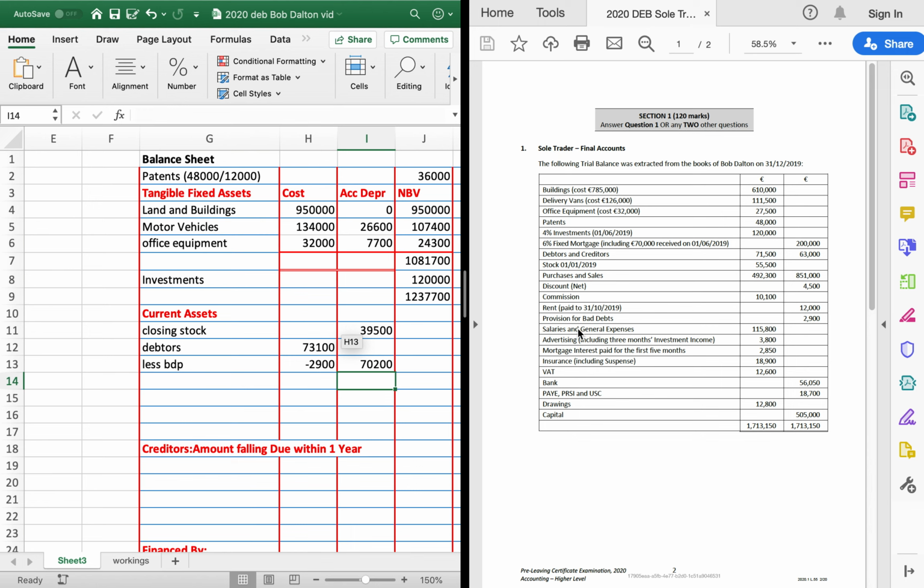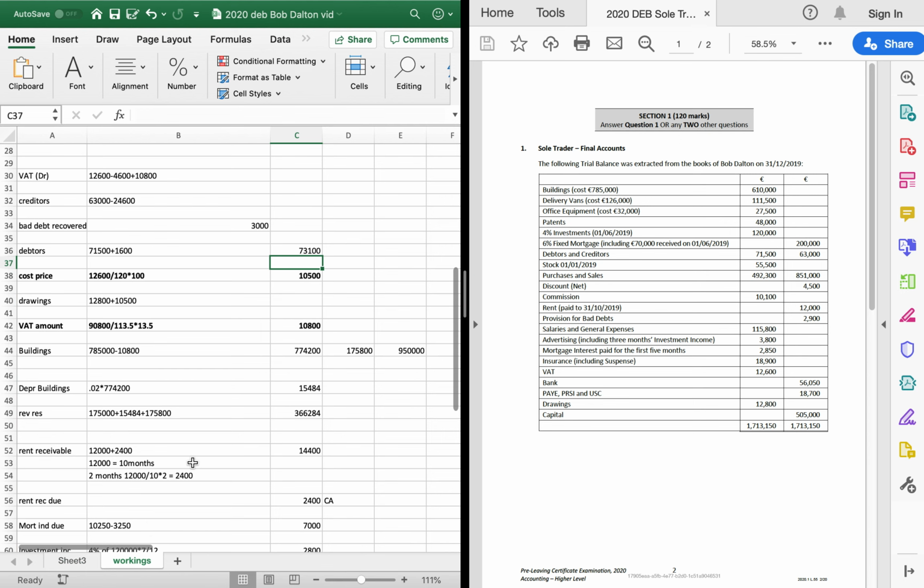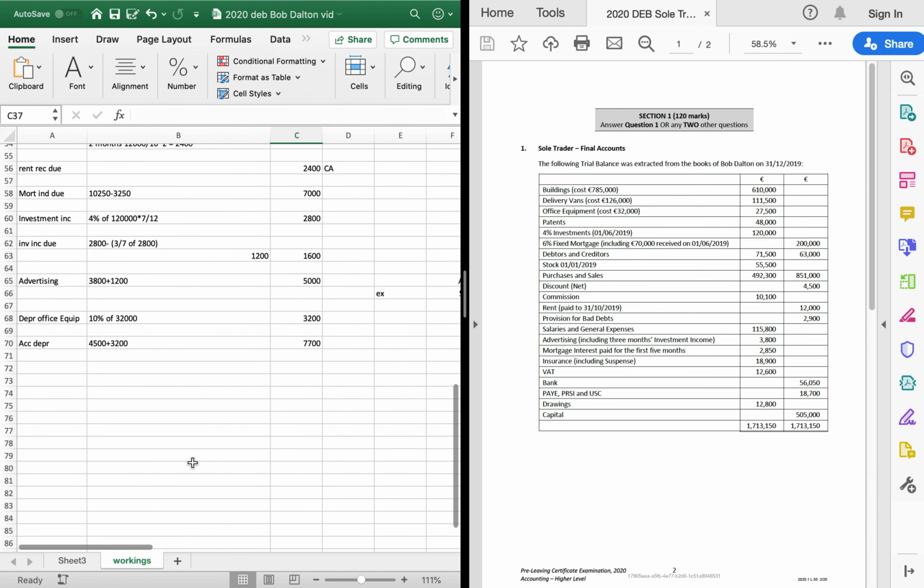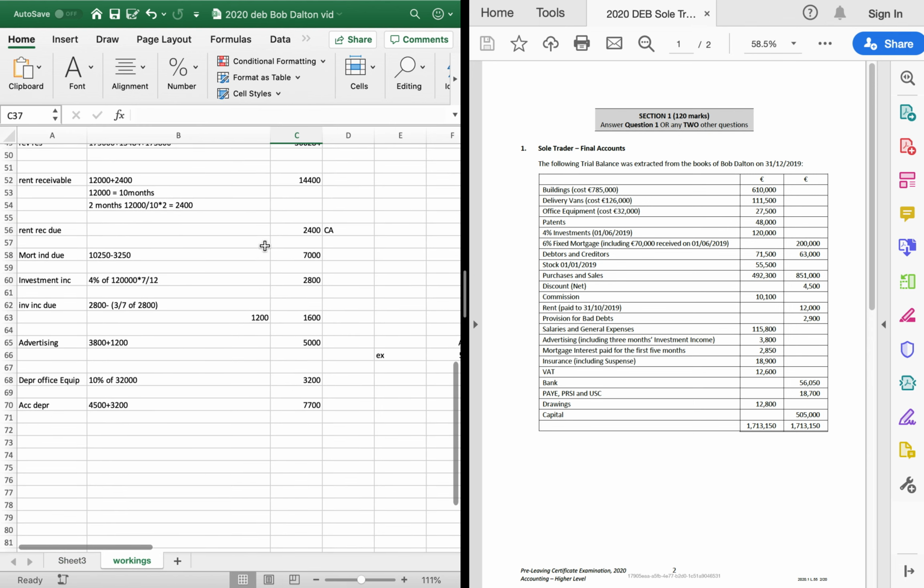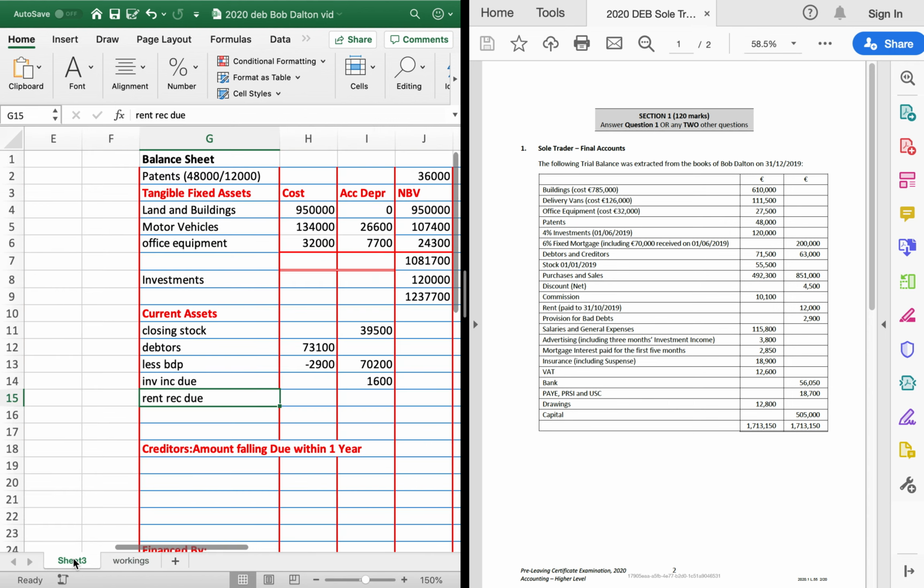70,200. Stock, debtors. Investment income due, which we always have. Just down the bottom somewhere. Investment income due 1,600. We've our rent receivable due, our new working there from near the bottom, the 2,400. America's current asset. So if it was rent due, the apparent liability, because it's money owed to us, it's a current asset.